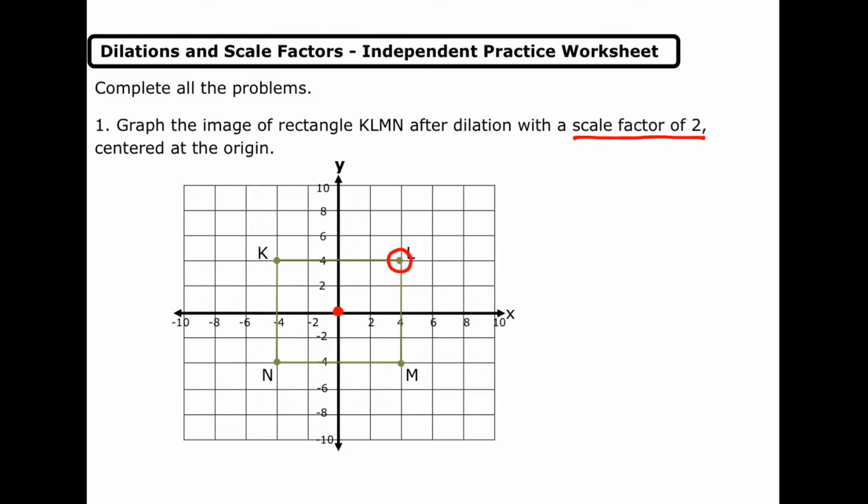So I'm going to start with vertex L, and notice it's 2, 4 on the x-axis and 2, 4 on the y-axis. And recall that our scale factor is 2. So I have to double those distances. So instead of going 4 on the x-axis, I'll go 2, 4, 6, 8. And instead of going 4 on the y-axis, I'll go 2, 4, 6, 8. So that puts my dilated point, my L prime, right here. So I'm just going to clean this up a little bit.